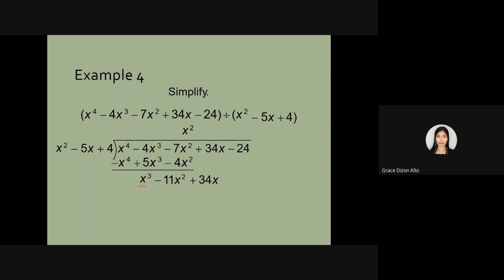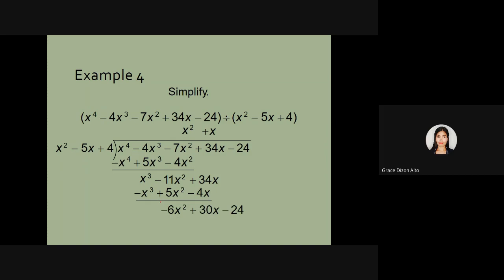So dividing x cubed by x squared again, we get x from 3 minus 2. So x times x squared, that will be x cubed. X times negative 5x, that will be negative 5x squared. And x times 4, that will be 4x. We will be changing the sign when we write it here. So we have negative x cubed plus 5x squared minus 4x, or negative 4x. So combining the like terms by the rules of addition, negative 11x squared plus 5x squared is negative 6x squared.